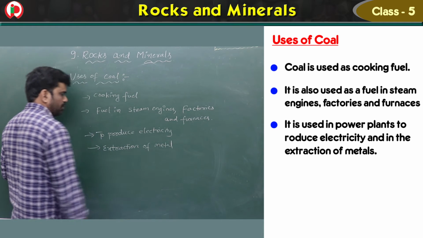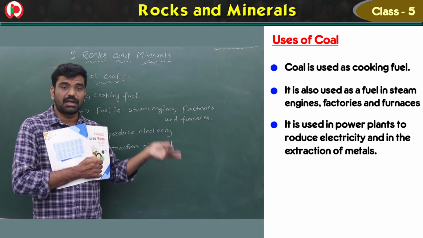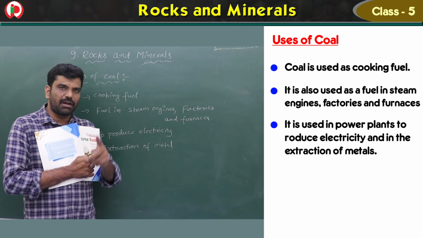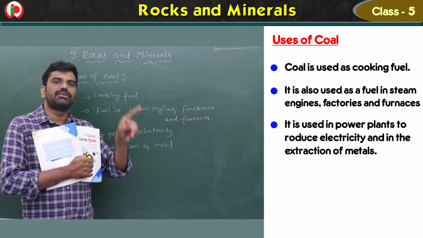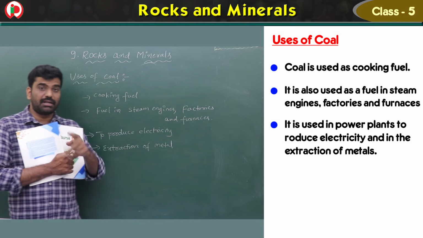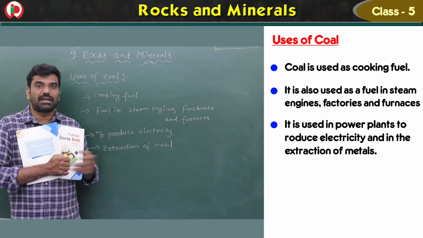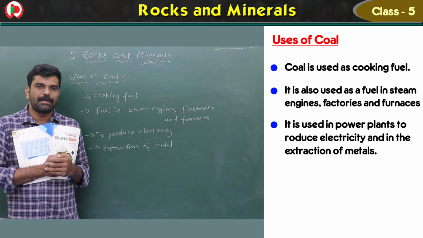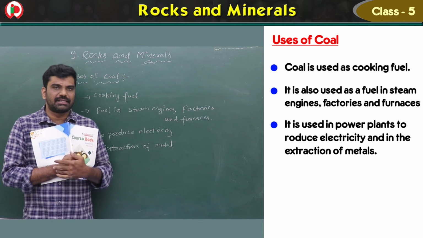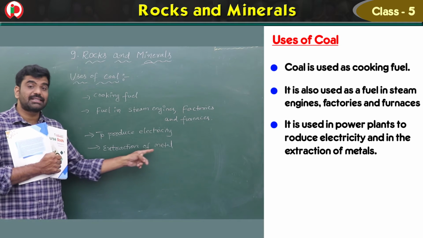So there are mainly two types of power stations. One is thermal, second one is hydroelectric. Hydroelectric means with the help of water we produce the power, that is Nagarjuna Sagar and Srisailam. But now what I am going to explain is coal. This is a thermal power station. Thermal means with the help of coal we produce the electricity. And the next one, this coal is also used for the extraction of metal.